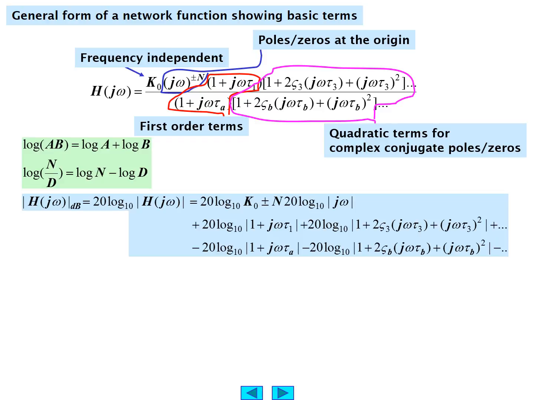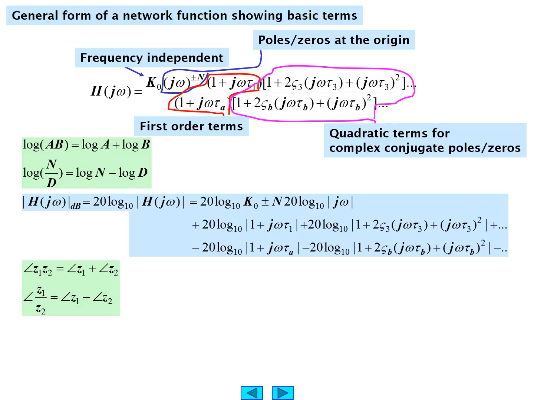20 log to the base 10 of K0, plus or minus n times 20 log to the base 10 of the magnitude of j omega, plus 20 log to the base 10 of the magnitude of 1 plus j omega tau 1, plus 20 log to the base 10 of the magnitude of 1 plus 2 eta sub 3 j omega tau sub 3 plus the quantity j omega tau sub 3 squared, minus 20 log to the base 10 of the magnitude of 1 plus j omega tau a, minus 20 log to the base 10 of the magnitude of 1 plus 2 eta b j omega tau b plus the quantity j omega tau b squared, minus and so on. So it can get quite complicated after a while, but if we substitute in real values, it's not too hard to do.